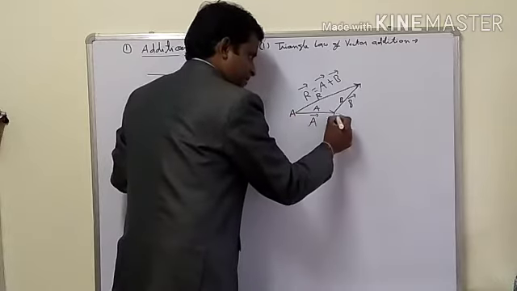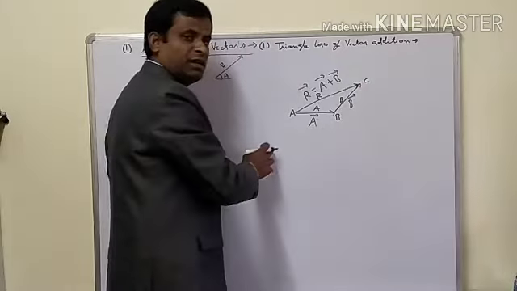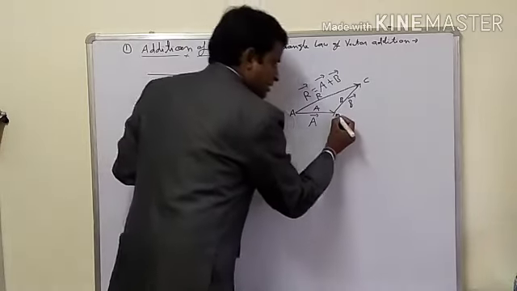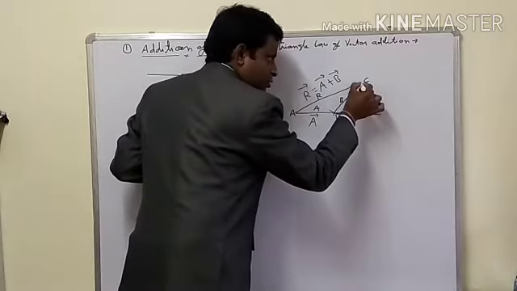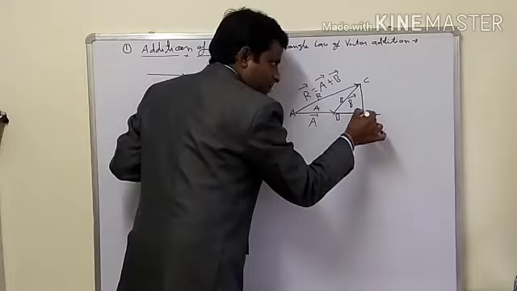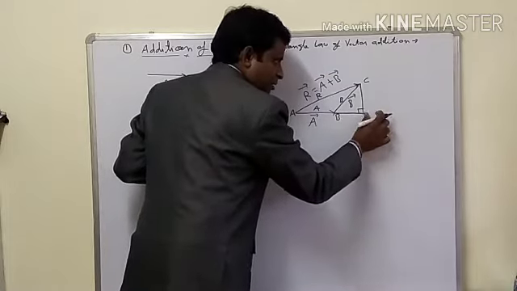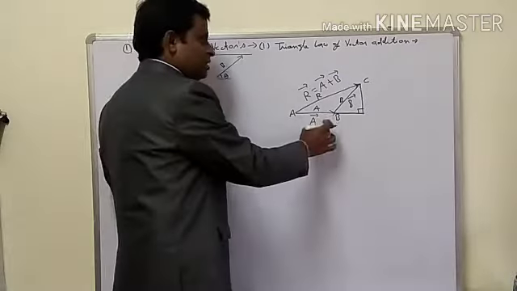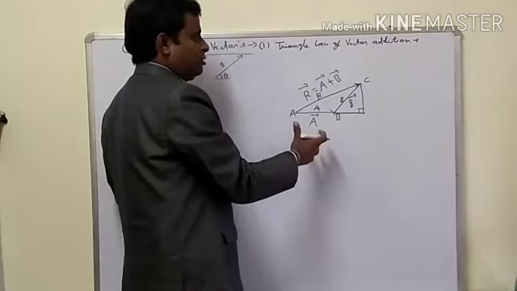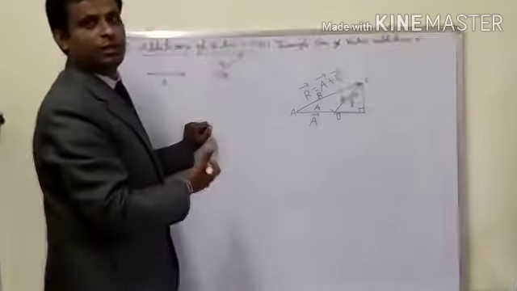Suppose this is A, this is B, and this is C. So ABC is a triangle. Now I am going to extend this side AB and draw a perpendicular from C. Why? Because I am going to apply the Pythagoras theorem over here.